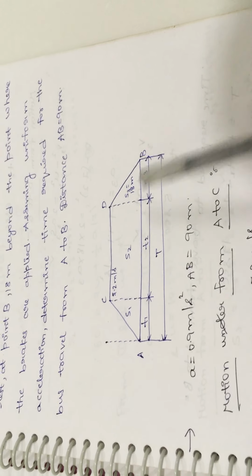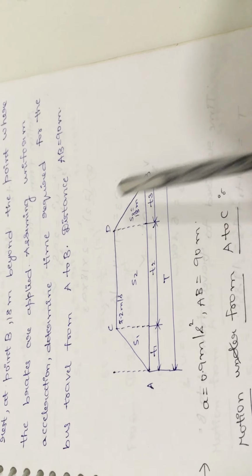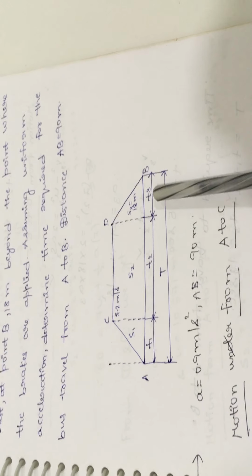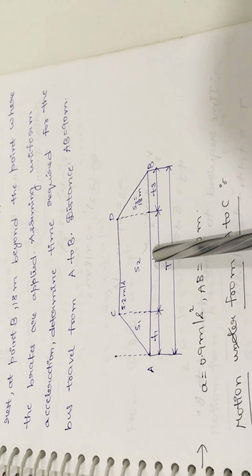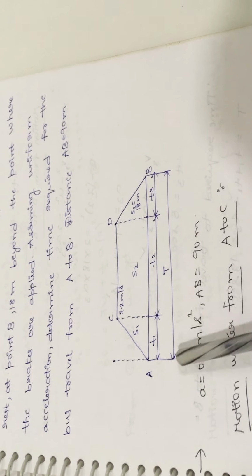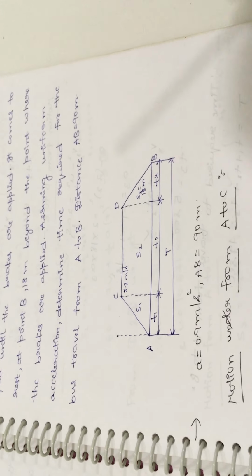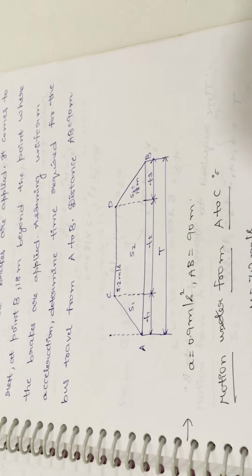In the three stages, we will consider the rectilinear motion, and based on the formulas, we will calculate the time required. From A to C, T1. From C to D, we will calculate T2. From D to B, we will calculate T3. Next, from those three stages, we can add T1, T2, T3 to get the total travel time from A to B. So we will consider the motion in terms of the stages.